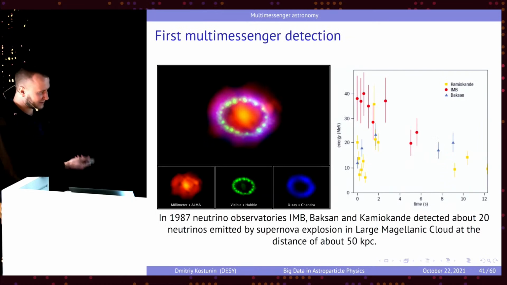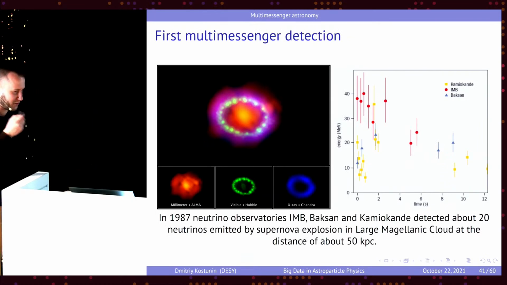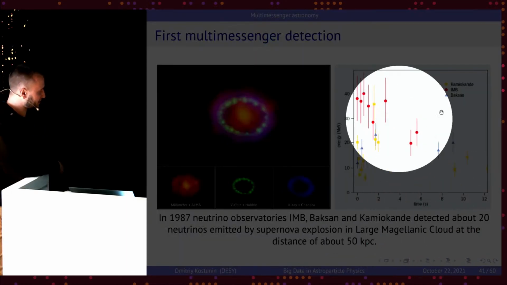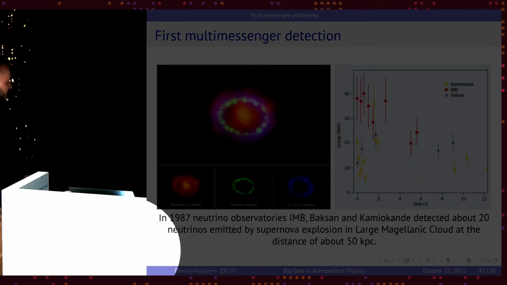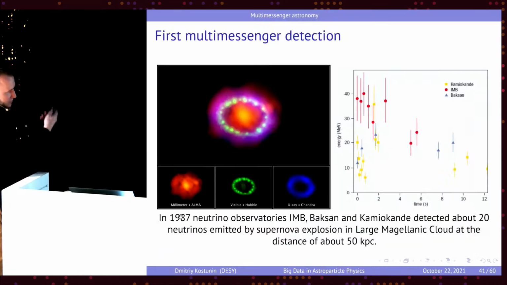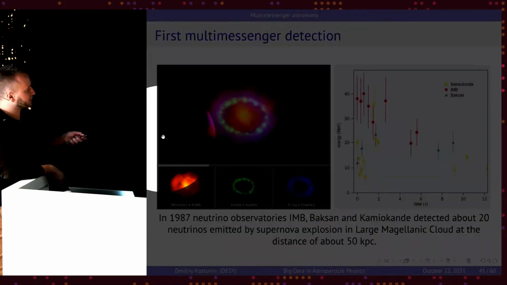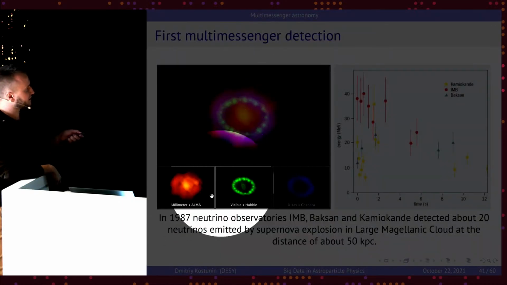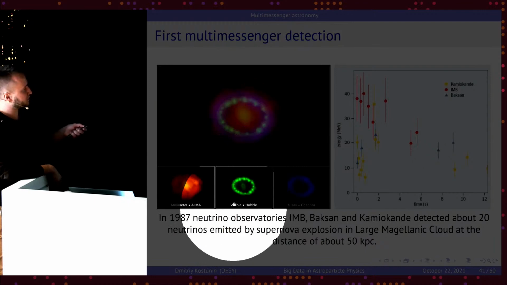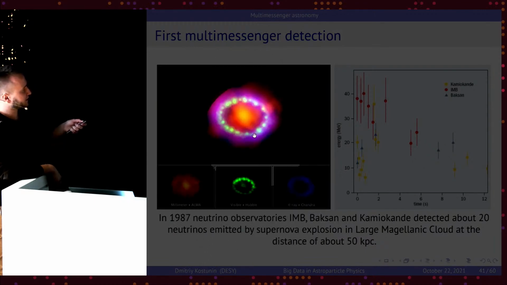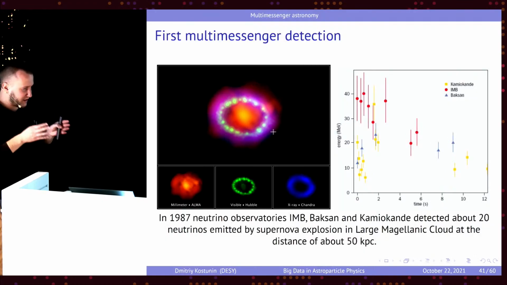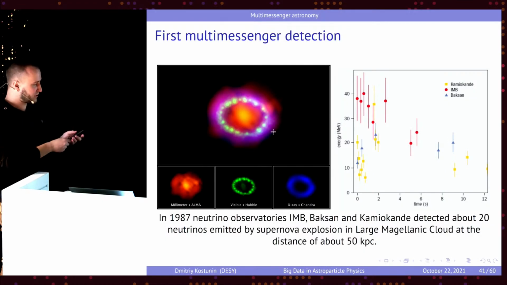Okay, but it was a very famous one. The first detection actually including neutrinos was almost 35 years ago. It was a supernova explosion in the Large Magellanic Cloud, which is about 50 kiloparsecs away. It's just a satellite of the Milky Way. Here we can see the shell of the supernova, again in different wavelengths. The shell is very nicely visible in X-ray, because particle acceleration happens on the shock, so we can produce high energy on the shock.